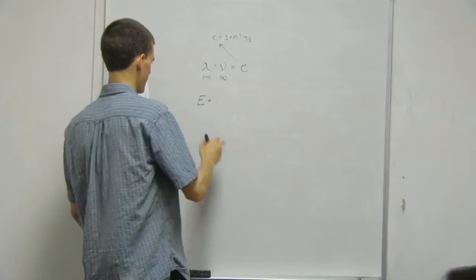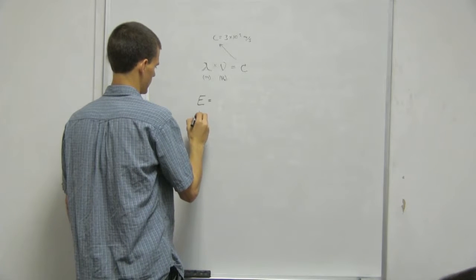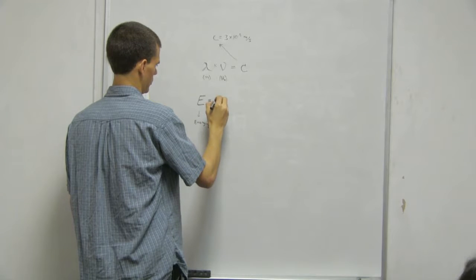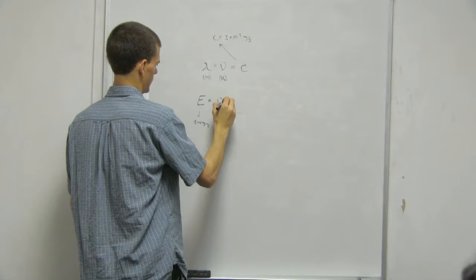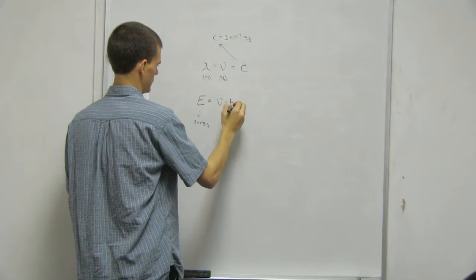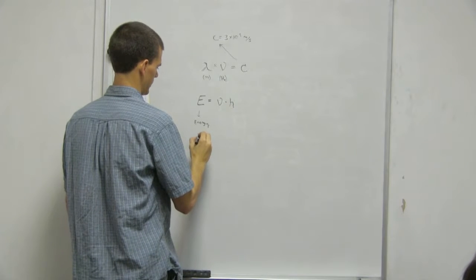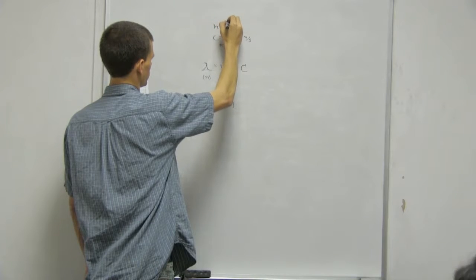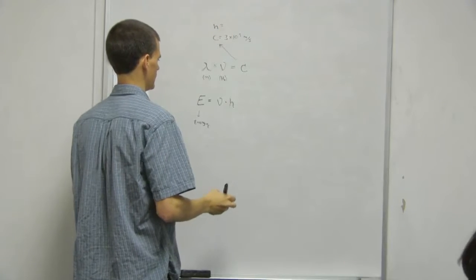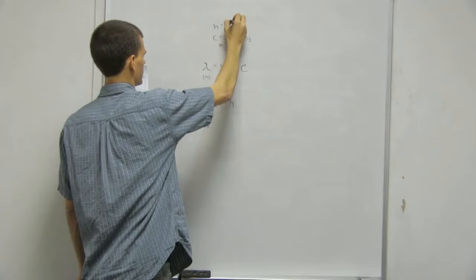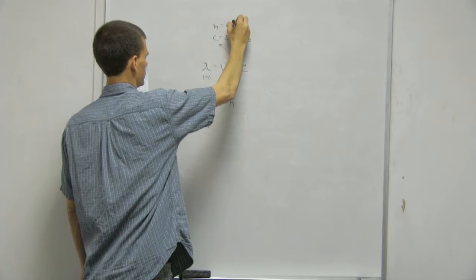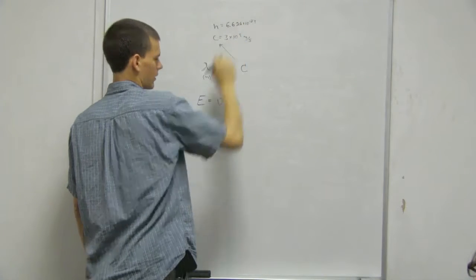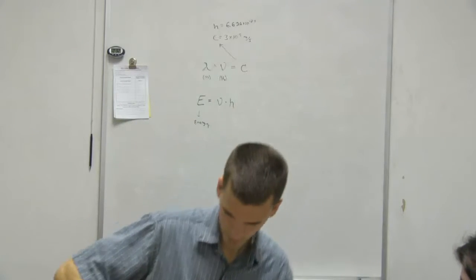The next equation is your energy equals frequency times h. And h is Planck's constant. I think it's 6.626 times 10 to the negative 34th. But let me check, because I haven't looked at it in a while.